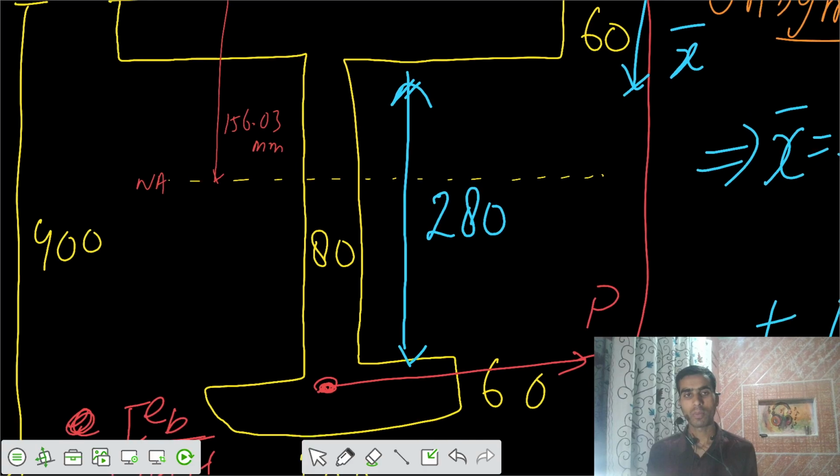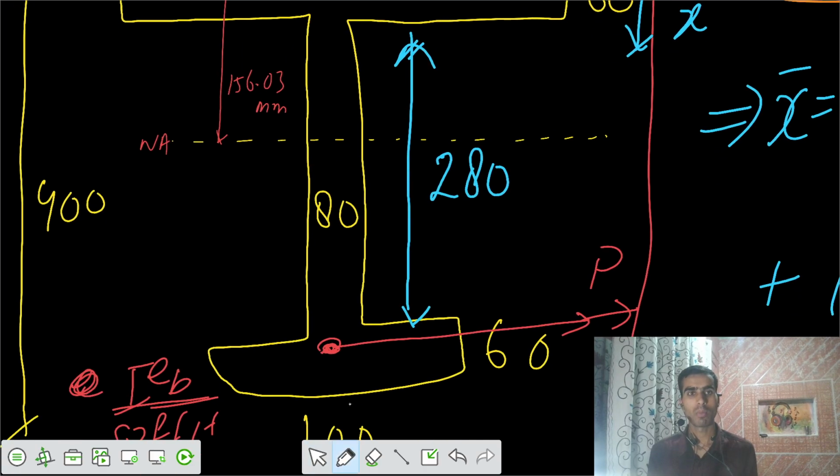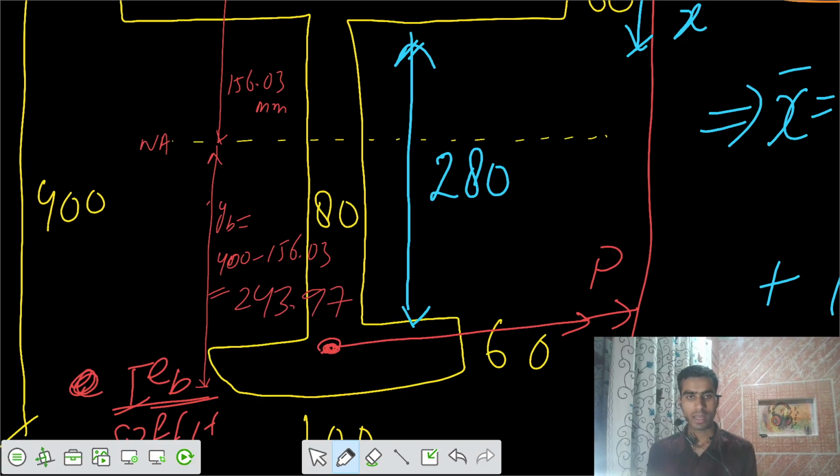Can you tell me what is the value of y bottom? The value of y bottom is equal to 400 minus 156.03. This part would be equal to 243.97 millimeters.